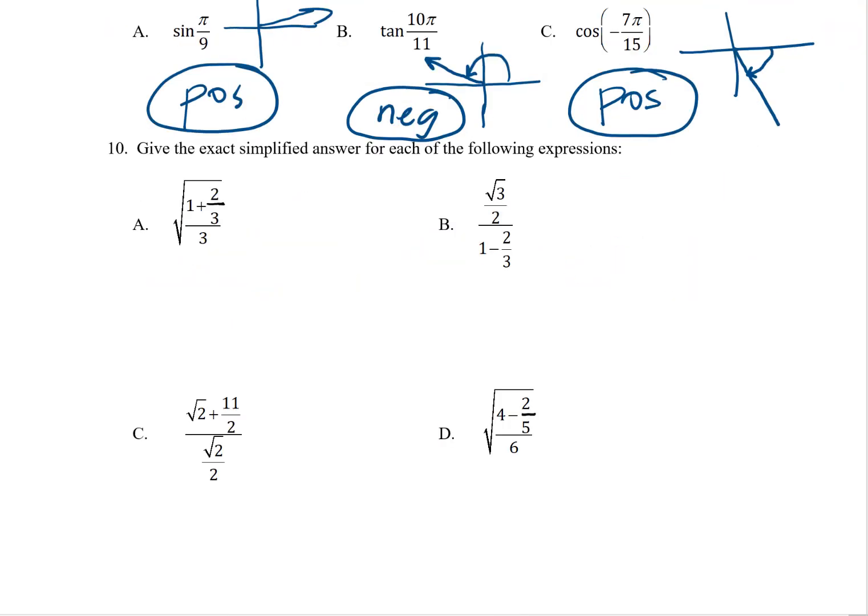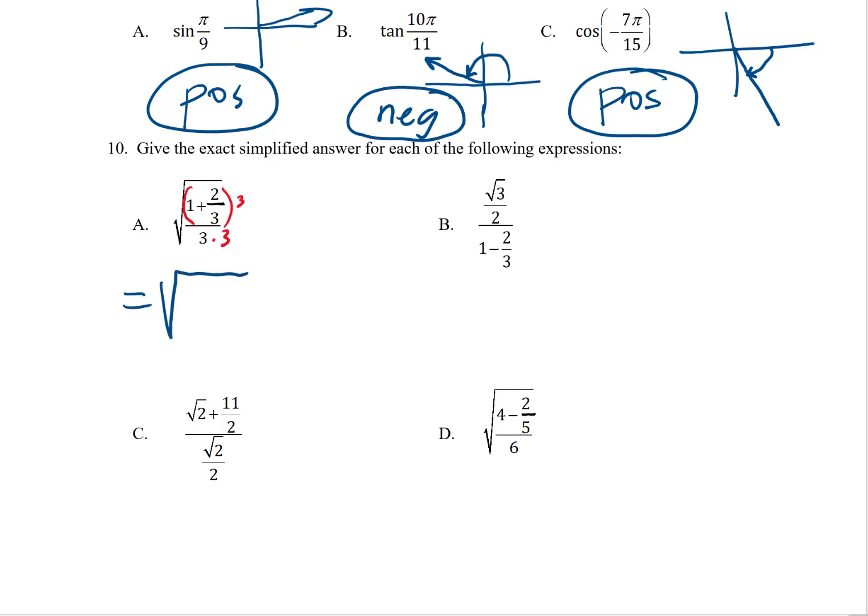Problem 10, let's practice some simplifying. The first thing I notice is that inside the square root in part A, I have a complex fraction. So I will find the LCD of the little fractions. It would just be that 3. And I would multiply this top by 3 and this bottom by 3. When I do that, I won't have any more little fractions.